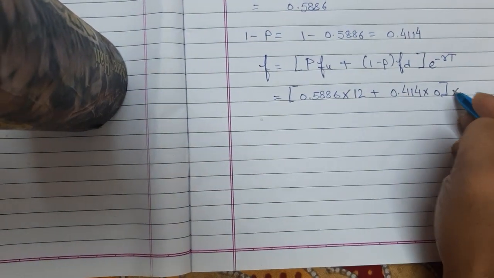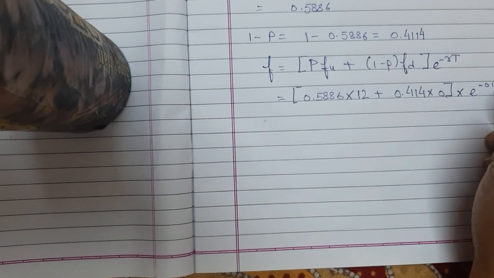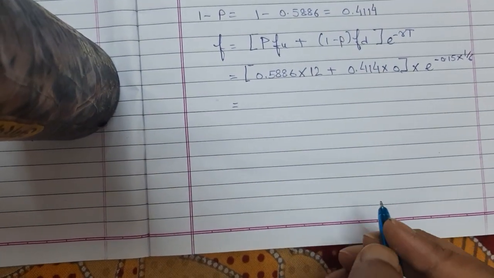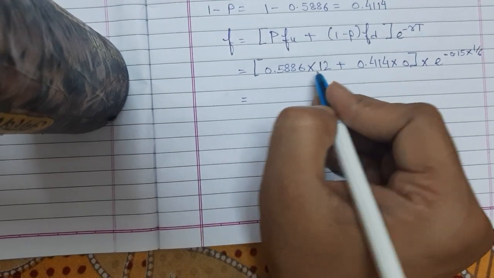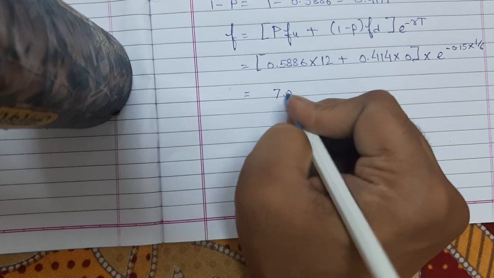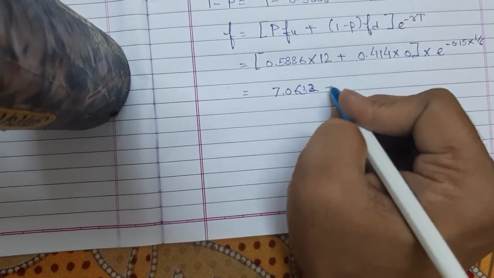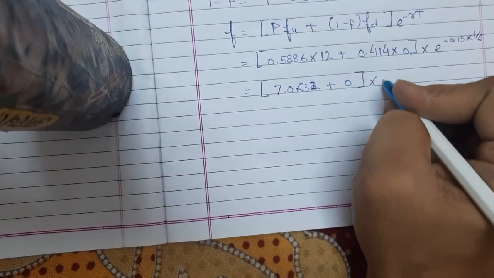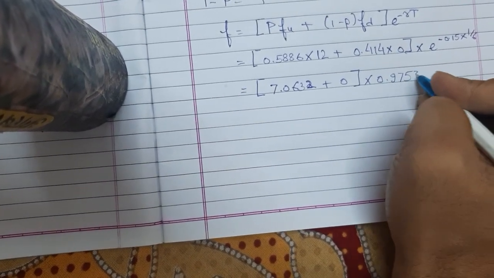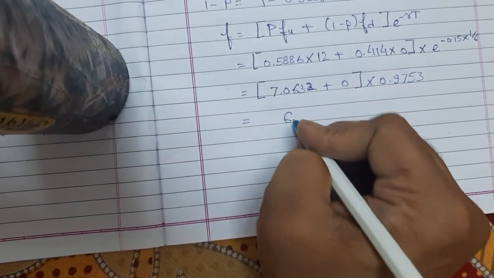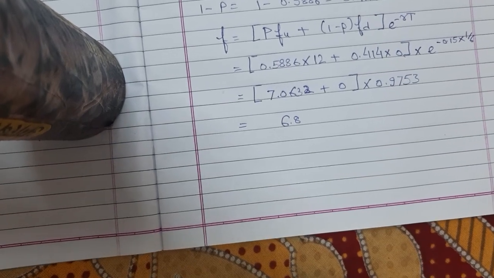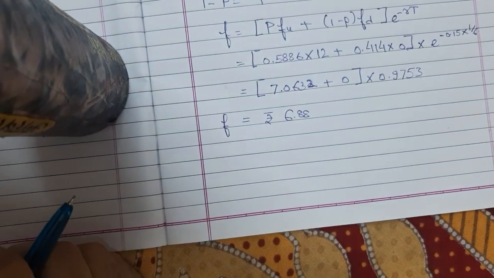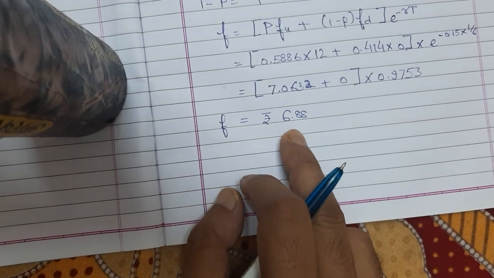Close the bracket, multiplied by exponential raised to the power minus 0.15 into 1 upon 6, and on simplification we will get, by simplifying the equation, the value of 12 multiplied by 5886 will be equal to 7.0632. On simplifying exponential raised to the power minus 0.15 divided by 6 we will get 0.9753. On further simplification we will get the value equal to 6.88 rupees. So this is the value of the call option for the given question, that is the value of the option will be equal to 6.88 rupees.